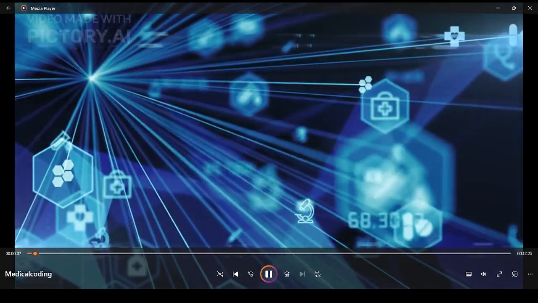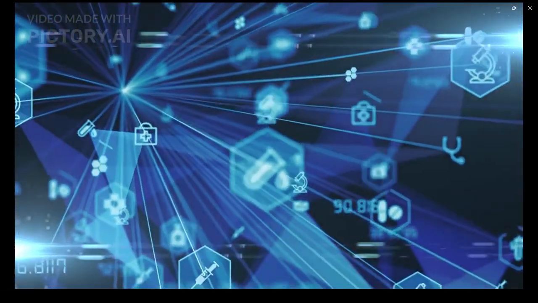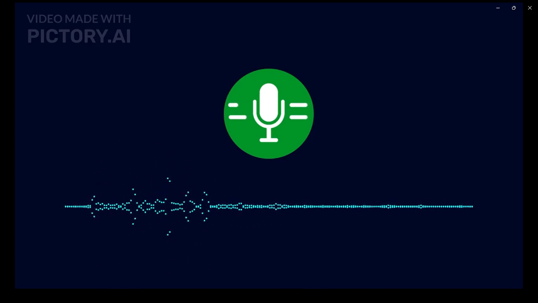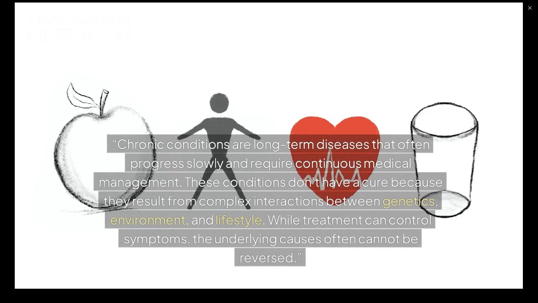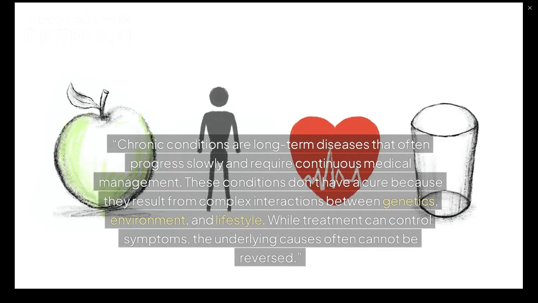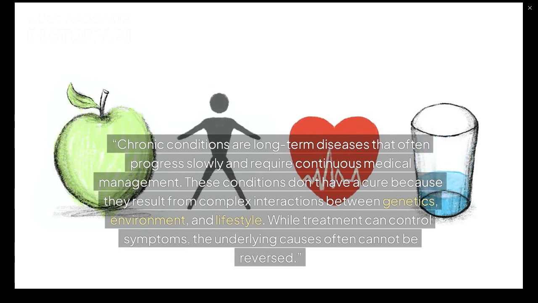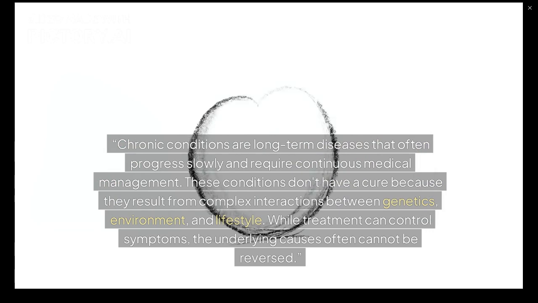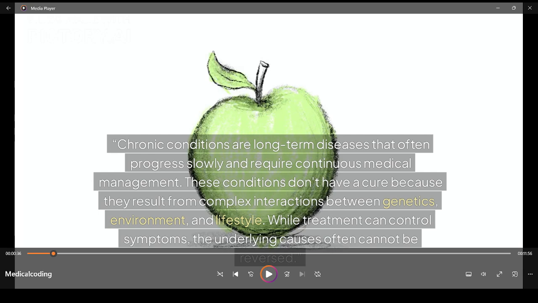Today we are going to see what chronic conditions we should code in ICD-10-CM while coding. So chronic conditions are nothing but long-term diseases that often progress slowly and require continuous medical management. These conditions don't have a cure because they result from complex interaction between genetics, environment, and lifestyle. While treatment can control symptoms, the underlying causes often cannot be reversed. So, in simple terms, chronic conditions are something which don't have a cure.